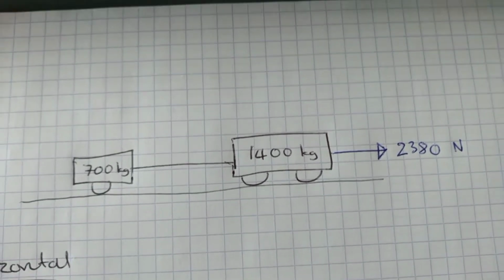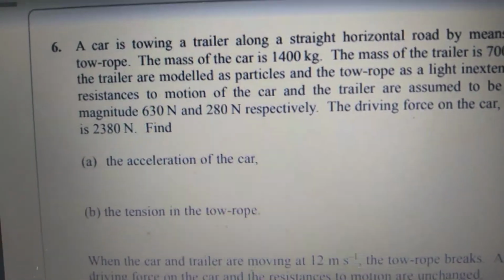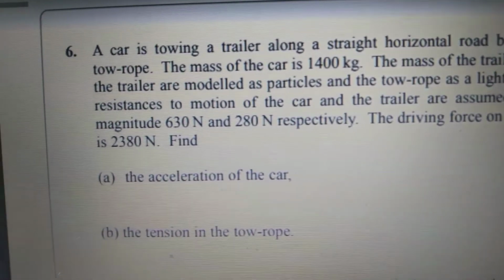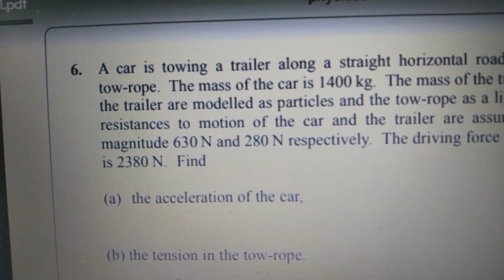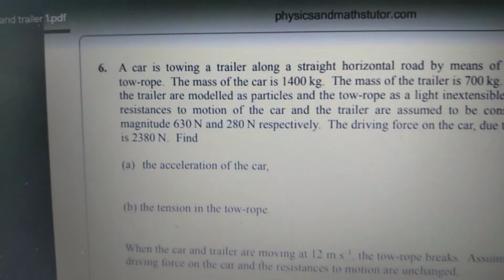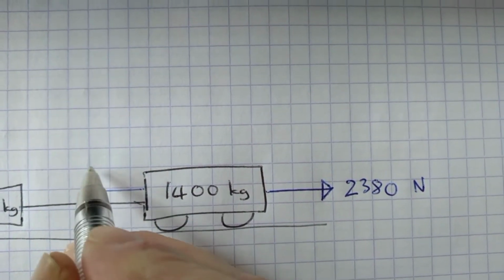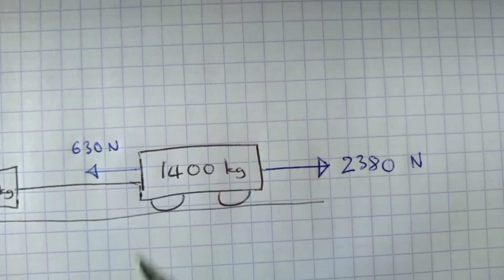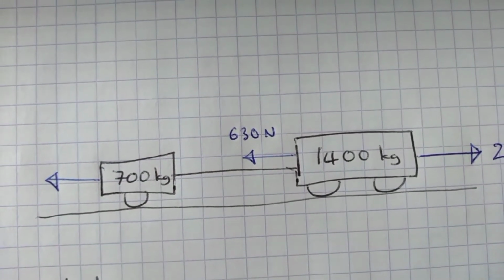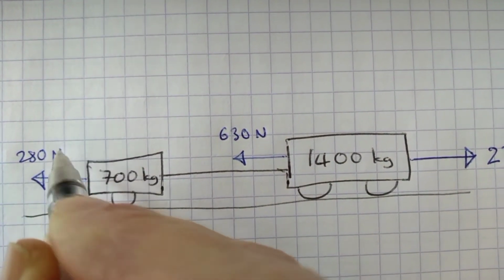And then there are these resistive forces, and they're different. This resistance is coming not perhaps from the road, but from the engine and the wheels and the bearings, and the car. So respectively means that the car has that 630 resistance and the trailer has 280 resistance. So let's put those on as well. This one is our 630, that's on the car, and we also have resistance, going in the opposite direction to motion, 280 newtons there.